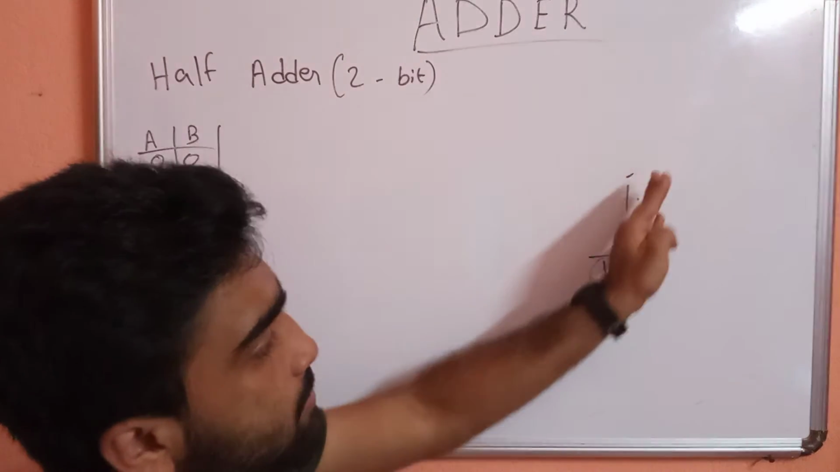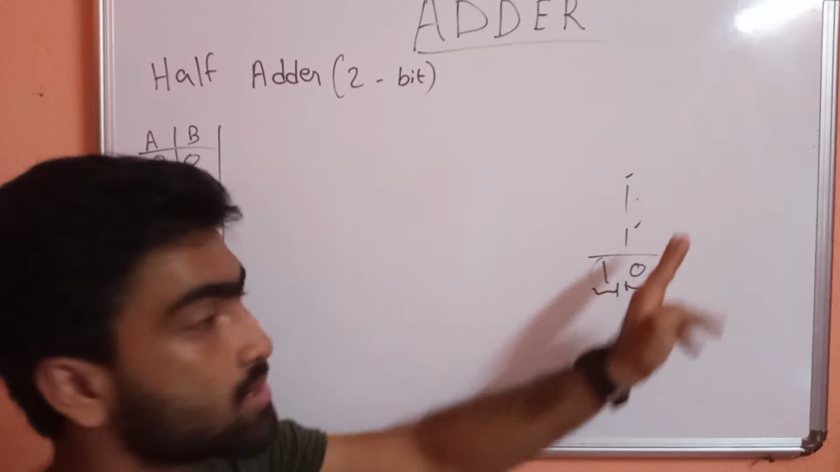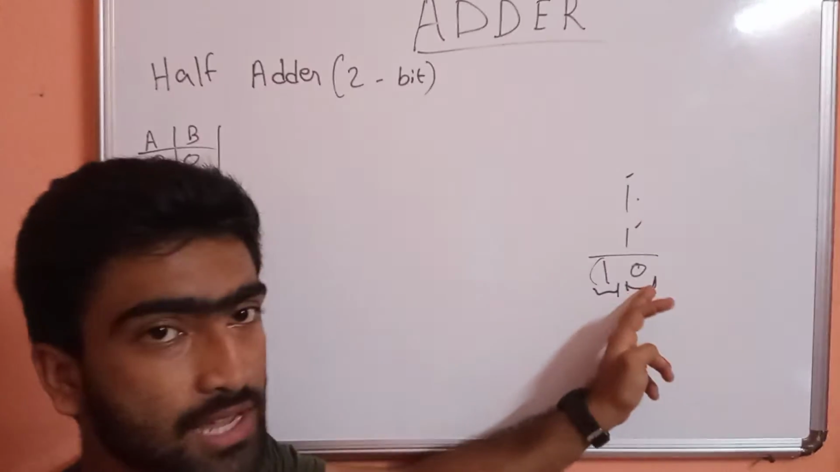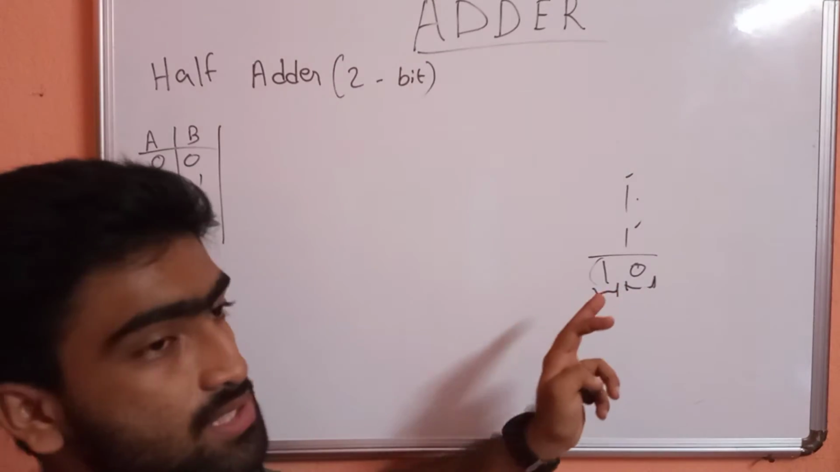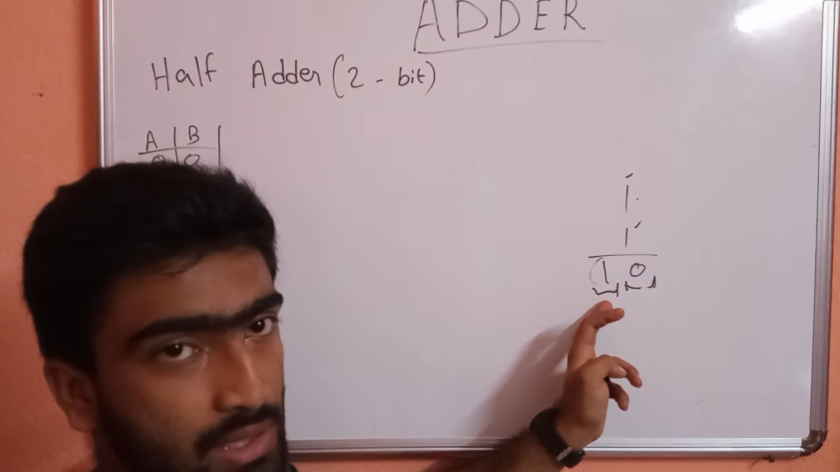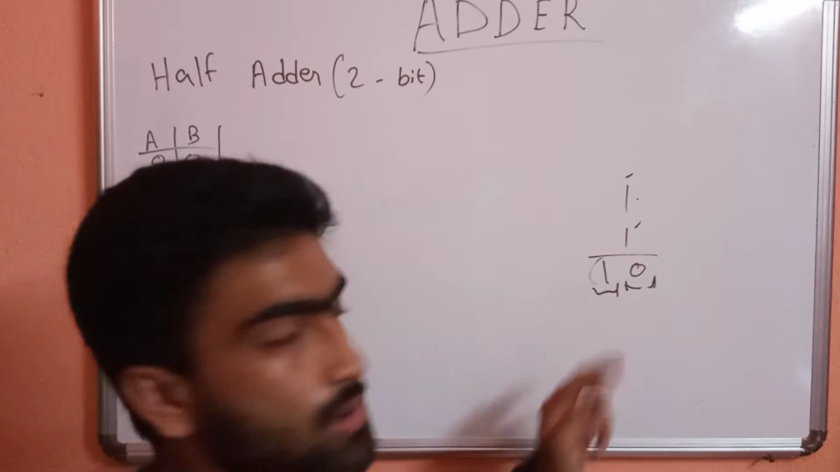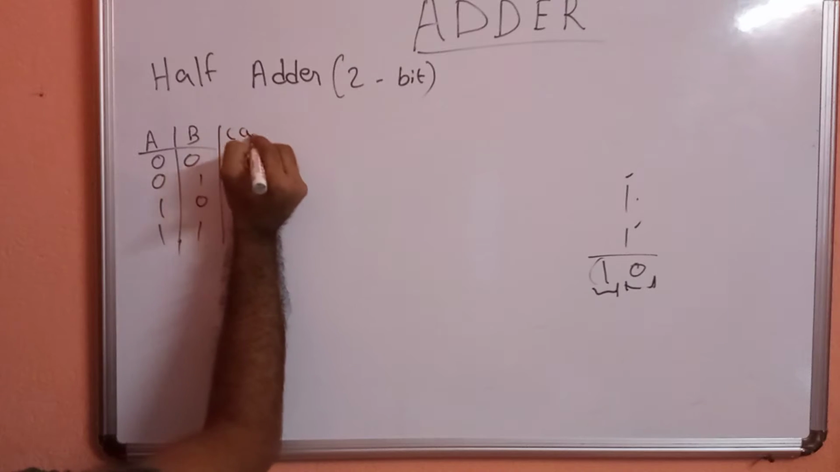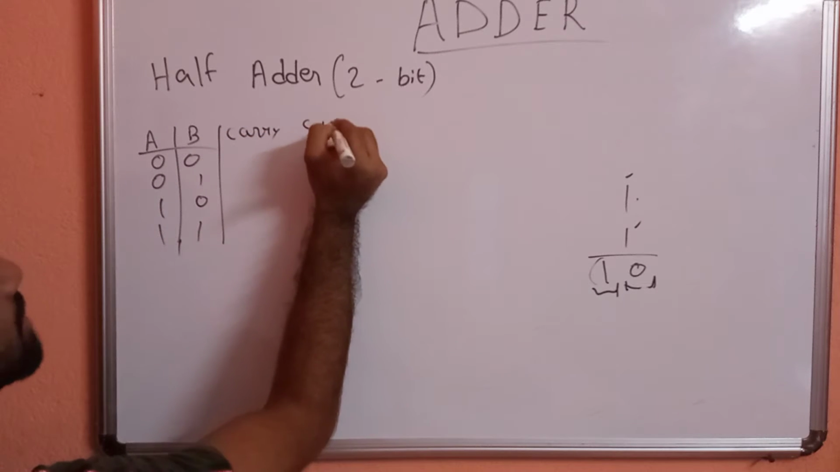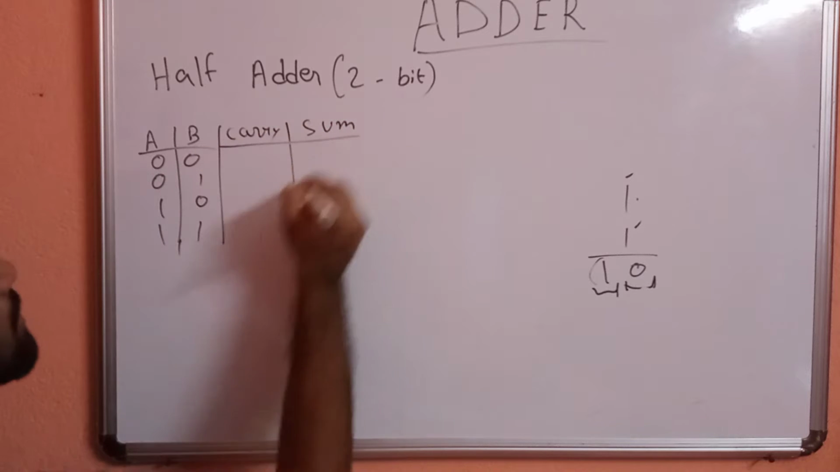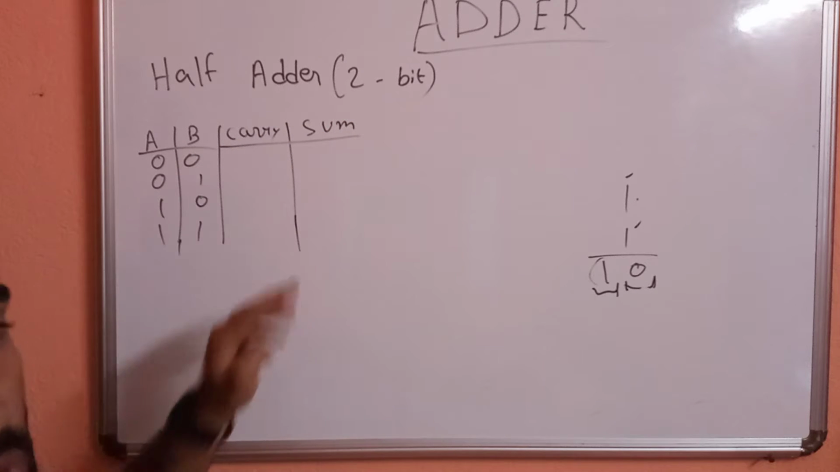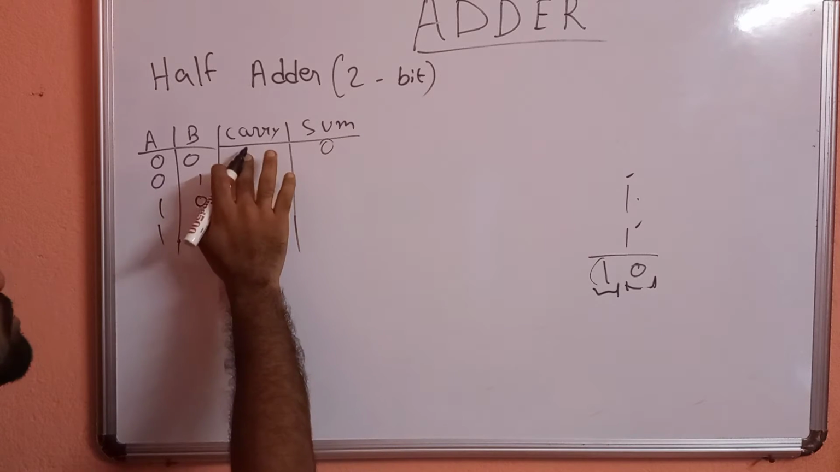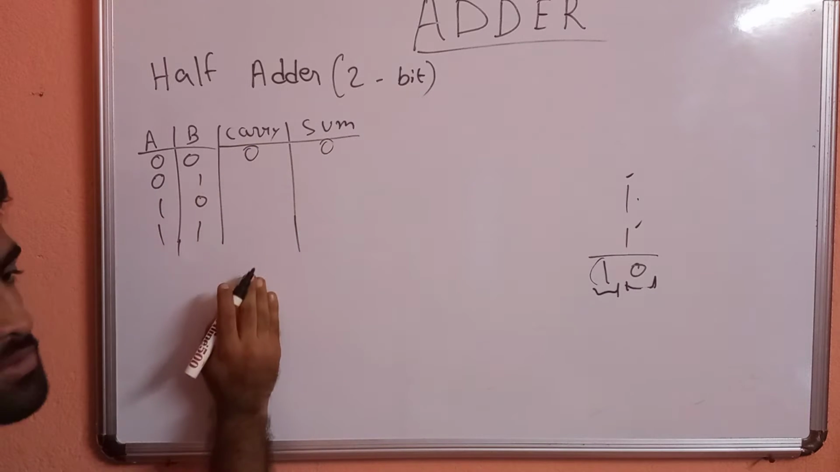See, in 1 bit we are considering 1 bit here. So the least significant bit will be the sum, and the most significant bit, which is the 1 here, will be the carry part. Okay, so first we will write carry, then sum. 0 and 0, what will be the sum? It will be 0, correct? No carry will be here, so here will be 0.